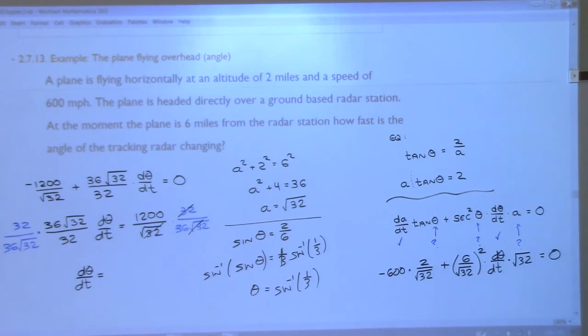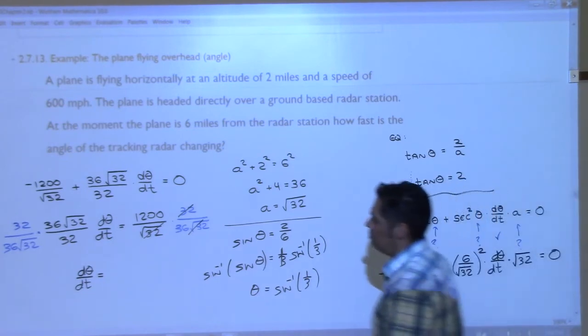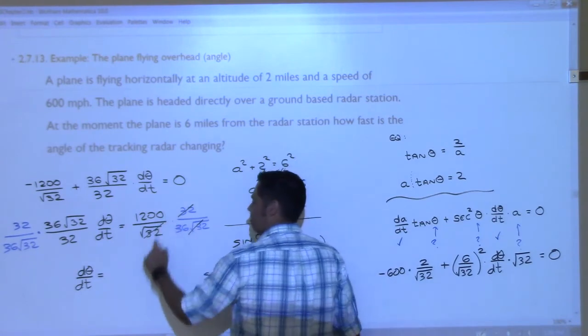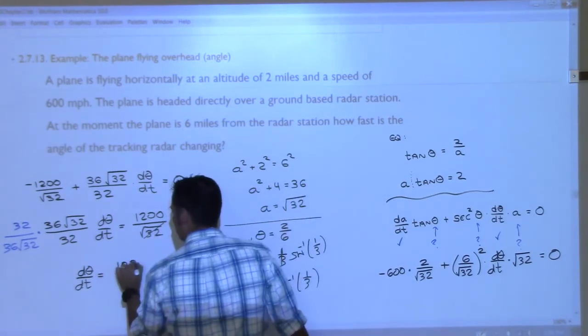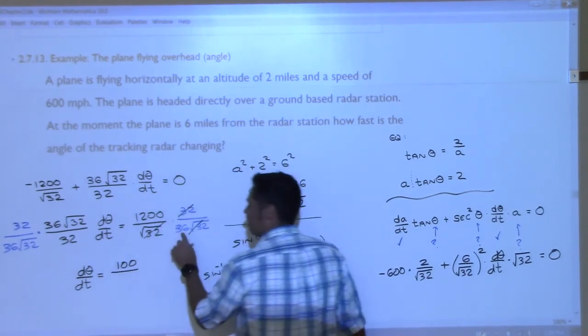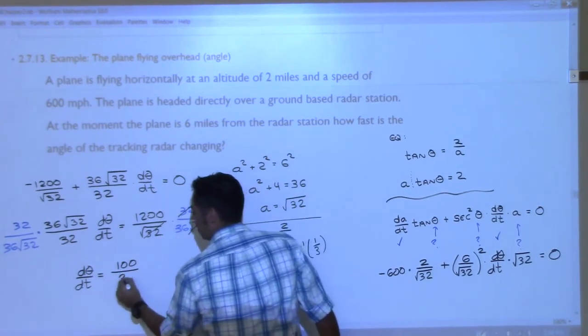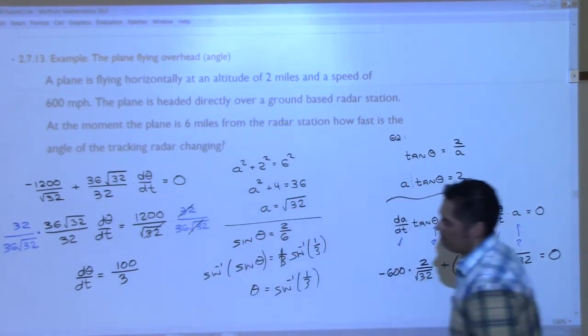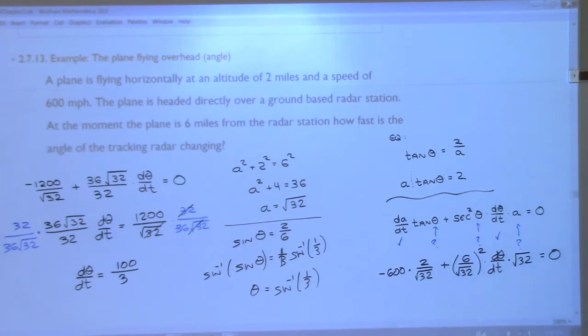What goes into both of those? 12? 12 goes into this 100 times. And then 12 goes into this 3 times. So 100 over 3 is our answer. 100 over 3 what?